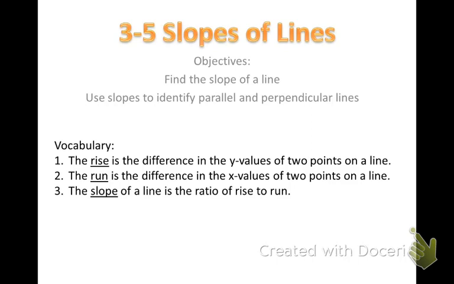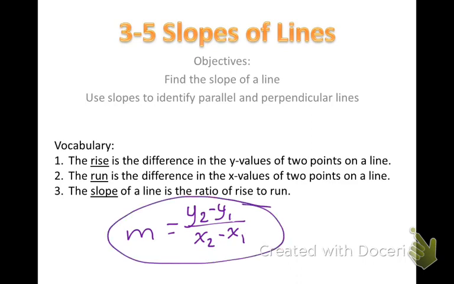So if you have two sets of points, the equation would be y2 minus y1 over x2 minus x1. And that's how you would find slope. That would be m. M is what they use for slope.